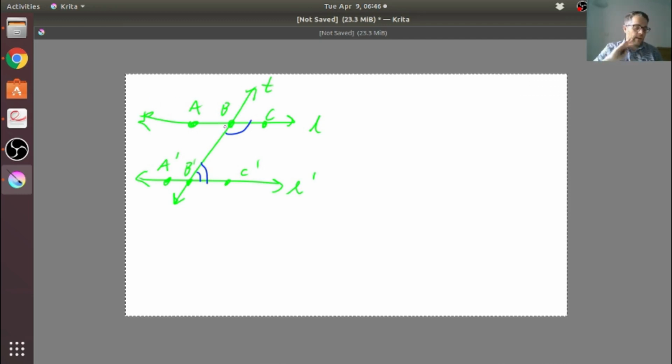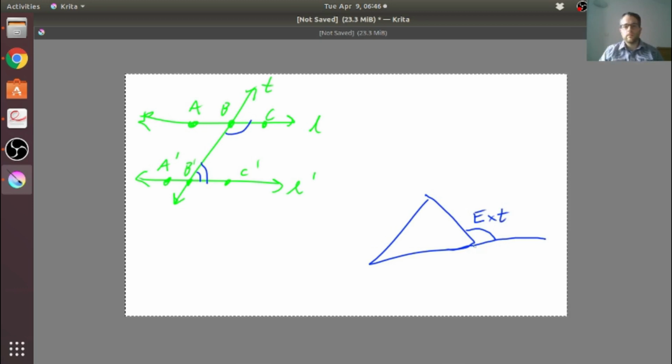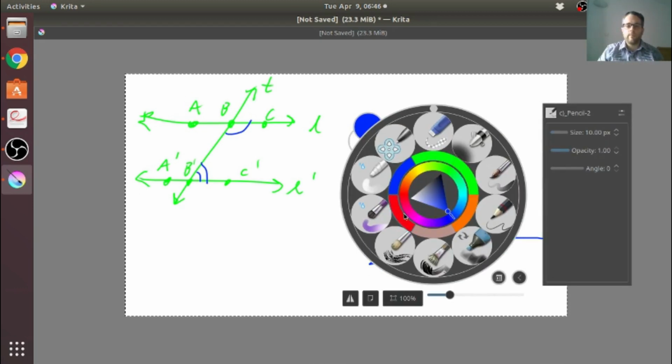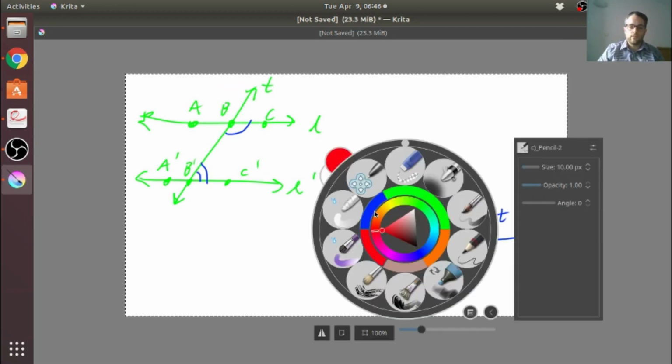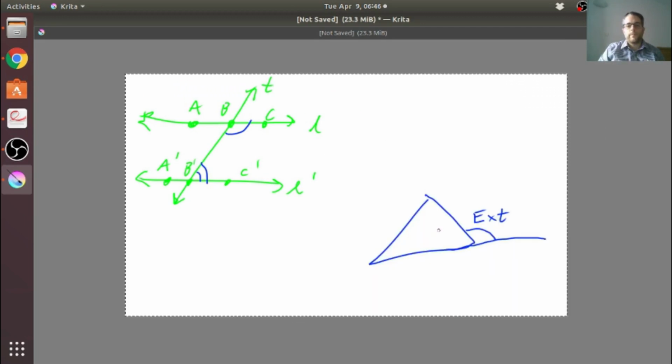And then you also asked about exterior and remote interior. That's when we're talking about a triangle. If you have a triangle and I extend one of the sides out, this angle that I get is called an exterior angle for the triangle. And so we know something about the measure of that exterior angle. These 2 angles I'm drawing right here are remote interior angles. These are the remote interior angles associated with this exterior angle.